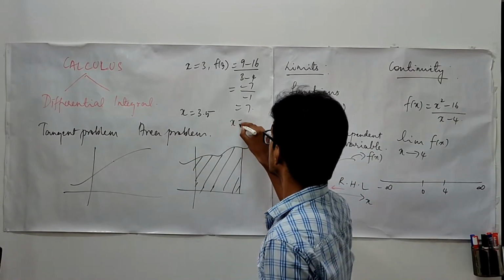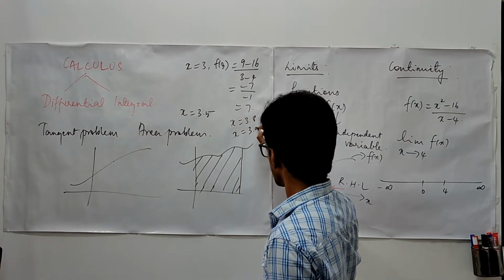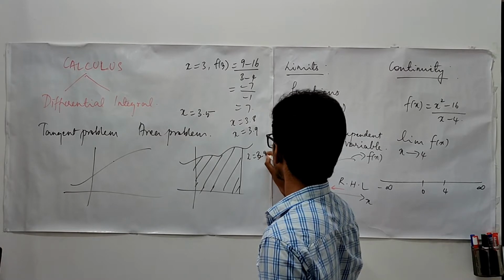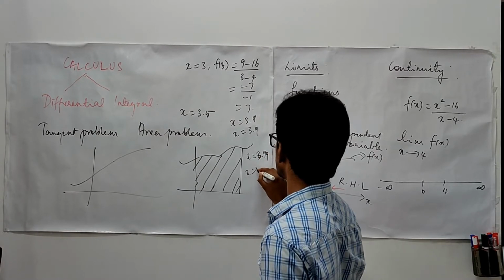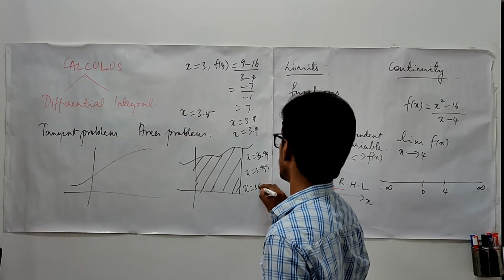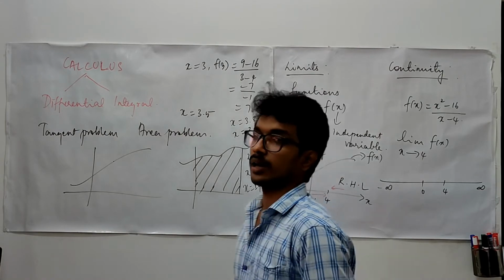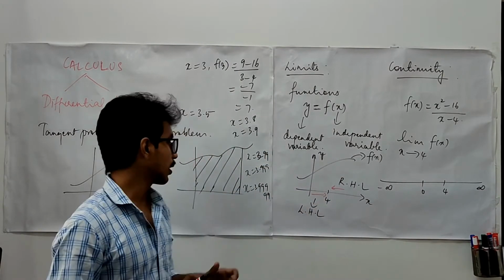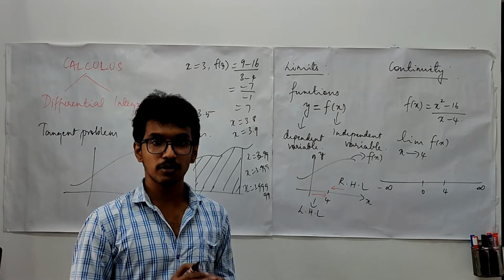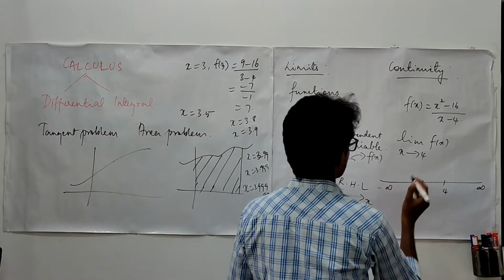Then x is 3.8. x is 3.9. x is 3.99. x is 3.999. I keep increasing the value so that it is nearing 4. Now I have 3.9999. What happens here? The value is approaching near 8. So what can we say?